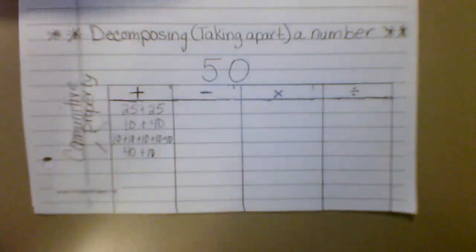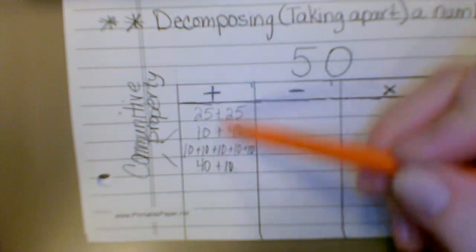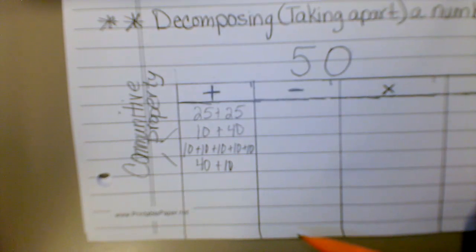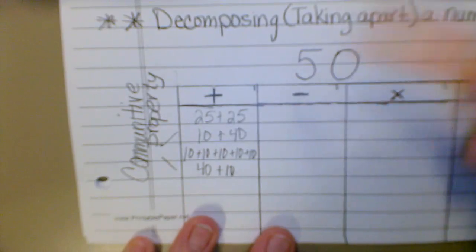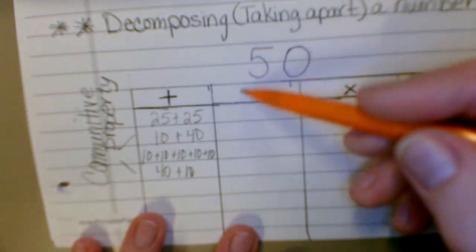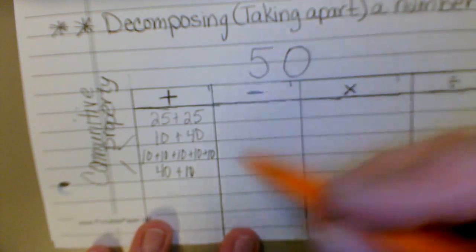So I'm going to write that to the side. Commutative property. I'll move my hand in just a second so you guys can see. So commutative property. Okay, I'm not going to take the time to fill up all of those, just because these are just examples. I'm going to move and ask myself, okay, how can I come up with 50 using subtraction?